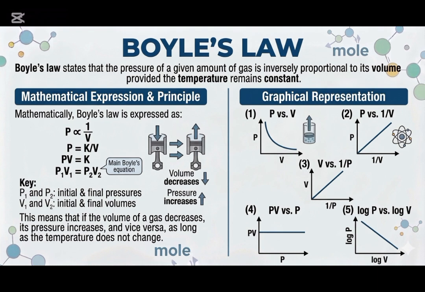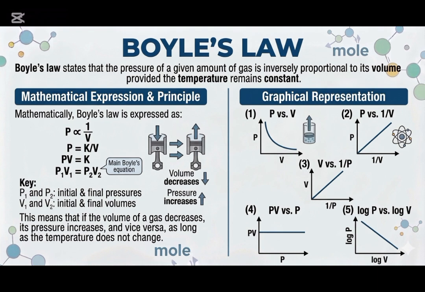Boyle's law. Boyle's law states that the pressure of a given amount of gas is inversely proportional to its volume, provided the temperature remains constant. Mathematically, Boyle's law is expressed as below. As we can see there, P is inversely proportional to 1 over V. And therefore, removing the inverse proportionality, we are going to introduce a constant K. So P is equal to K over V. Then by cross multiplying, we get PV equals K.